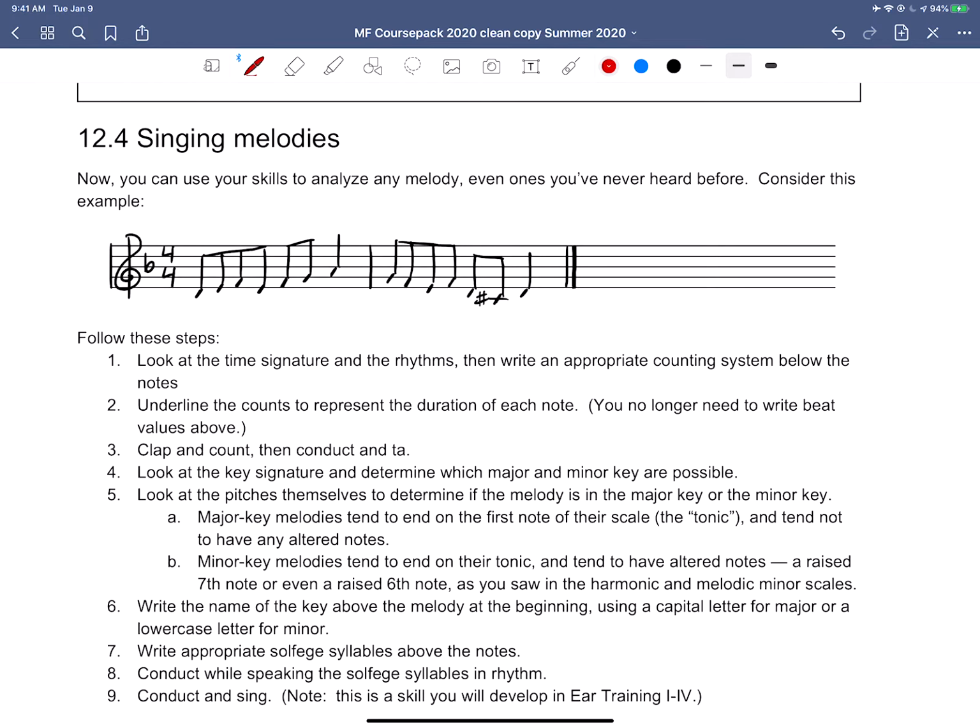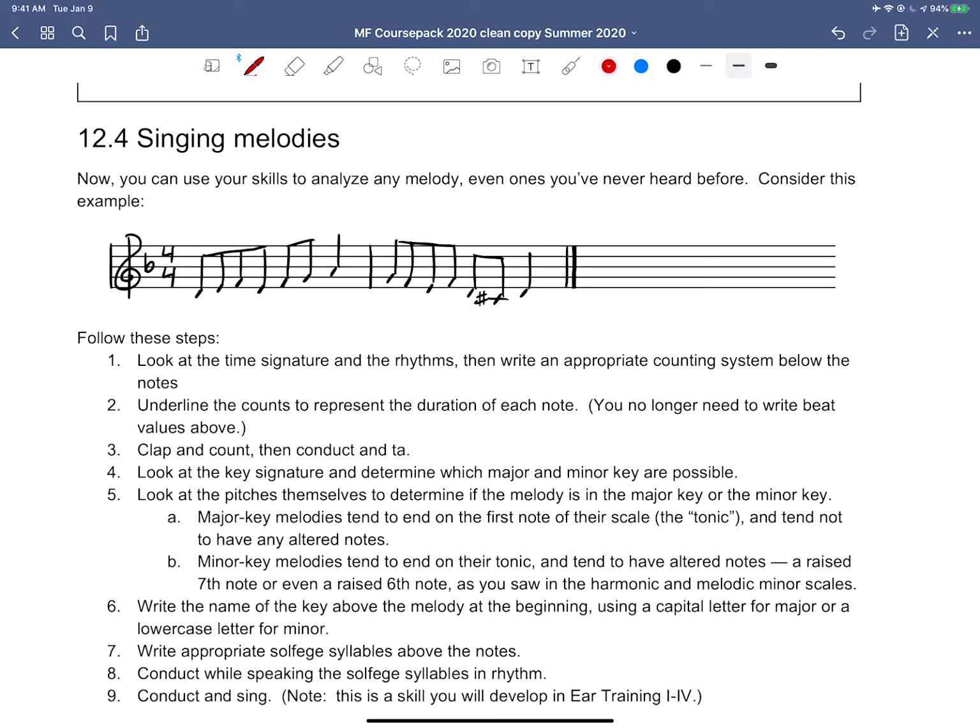Section 12.4, Singing Melodies. So a quick caveat here. This section is illustrating a skill that you will develop further if you take the ear training classes or any class called something like musicianship later on down the road. But I just wanted to give you a taste of this topic because it's really cool.